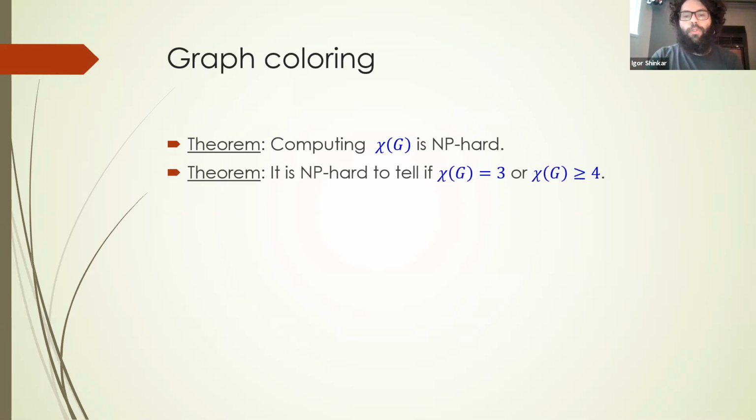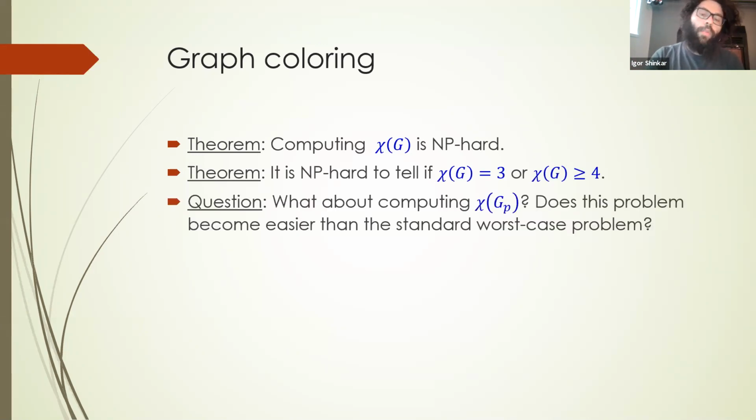Right, so for NP-hardness, in the worst case, even distinguishing between 3-colorable graphs and graphs requiring more than 3 colors is NP-hard. But what about, let's say we're not given just the graph G, but we take G sub P. Does this problem become easier?